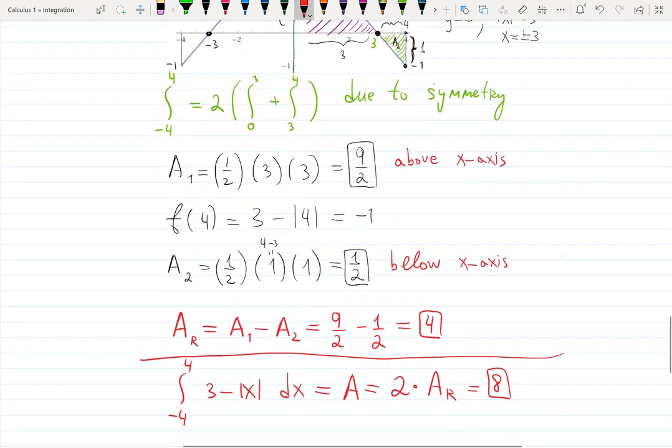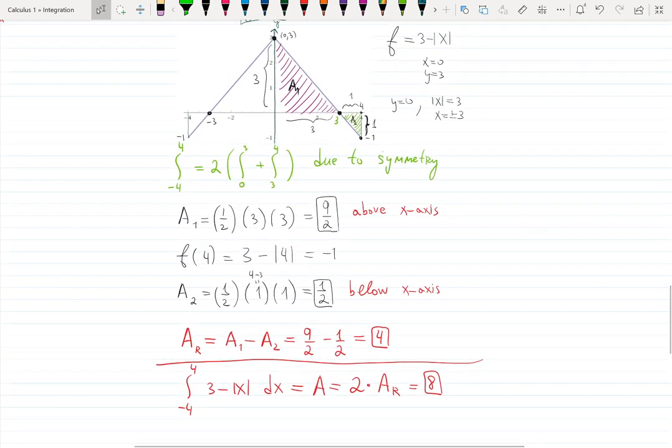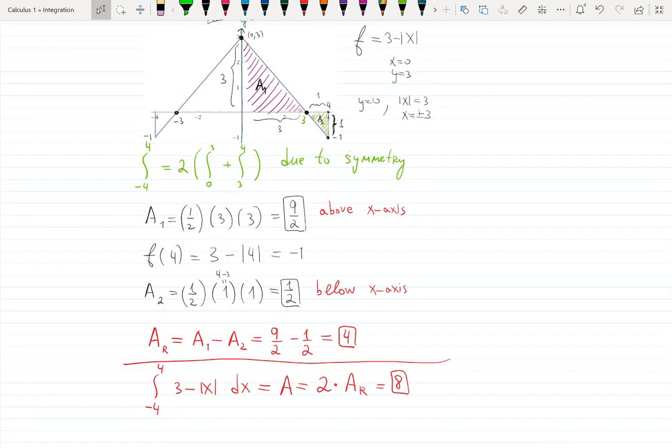Due to symmetry. Look at the graph again. Basically, I found everything on the right and multiplied by 2 because the graph is symmetric with respect to y-axis. Since everything on the right ended up to 4, when I multiplied by 2, I got 8.